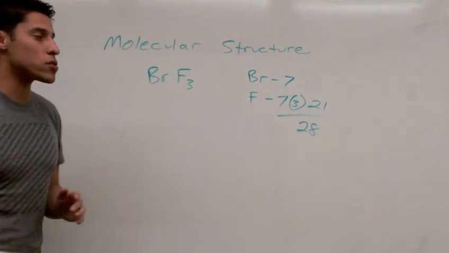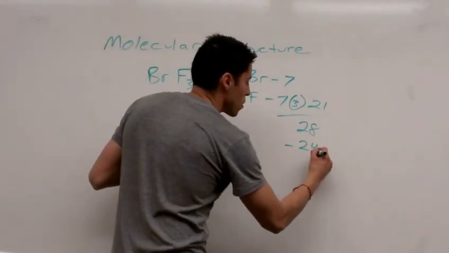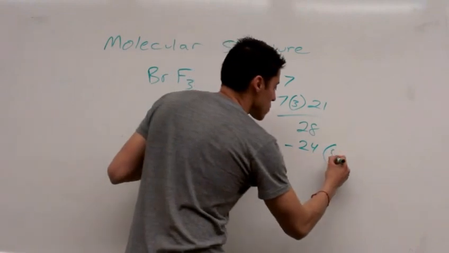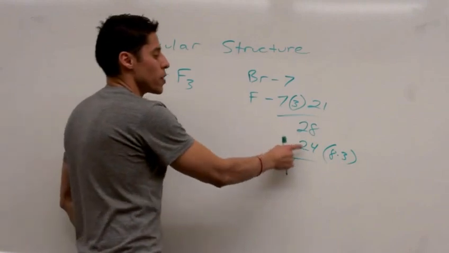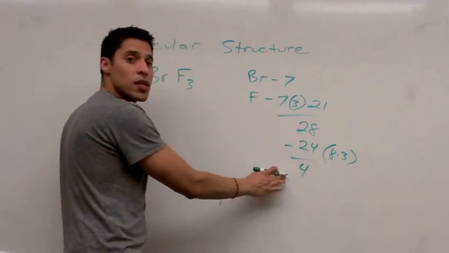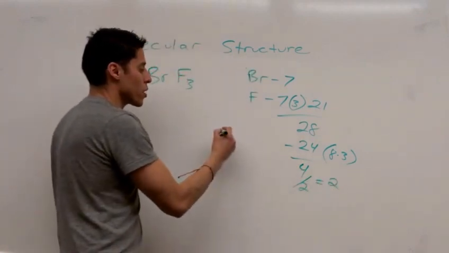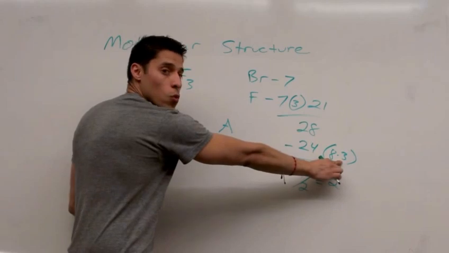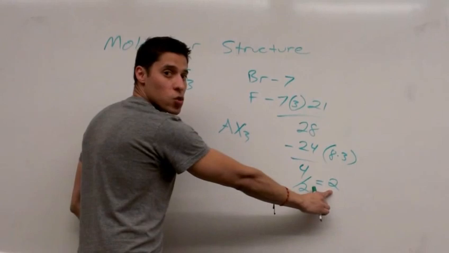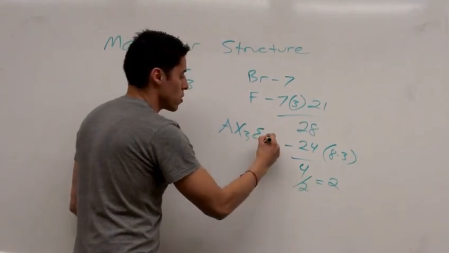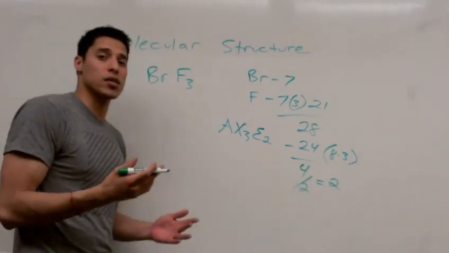28 total valence electrons. From this 28, we're going to subtract the highest multiple of 8. So we're going to have 24. 8 times 3, 24. So 28 minus 24 is 4. From this number, we're going to divide by 2, giving us 2. So here we're going to have one central atom with 3 surrounding atoms and 2 electron lone pairs. So AX3E2. So step number 2, determine the central atom.